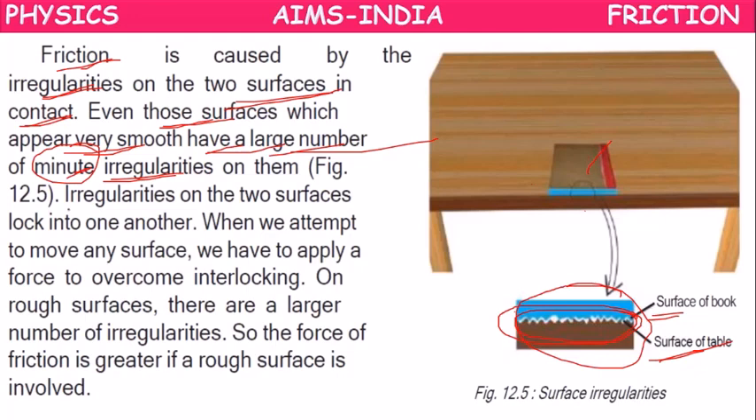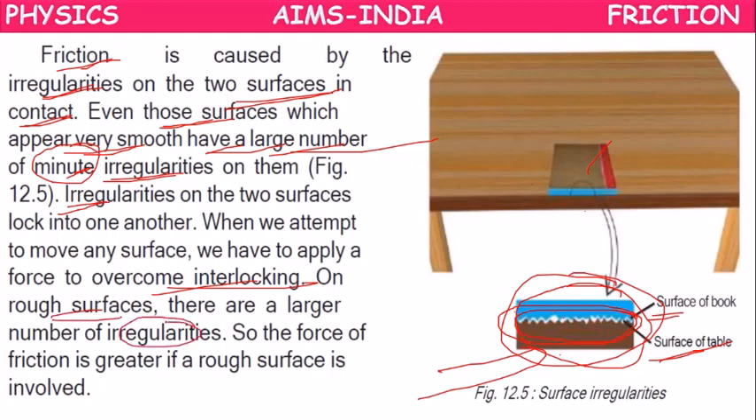When we keep the book on the table, the irregularities of the book lock with the irregularities of the table. They are locked into one another. When we apply force to move them, we have to overcome this interlocking. On rough surfaces, this interlocking will be more because of more irregularities. So for rough surfaces, the force of friction should be greater. For smooth surfaces, the force of friction should be lesser.